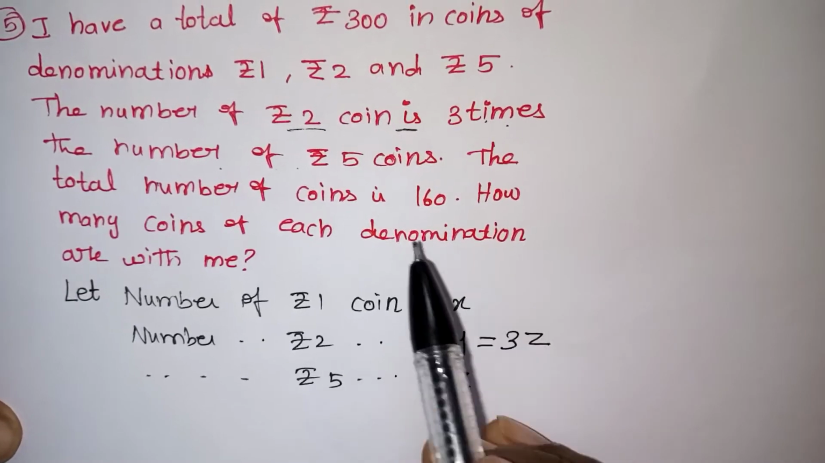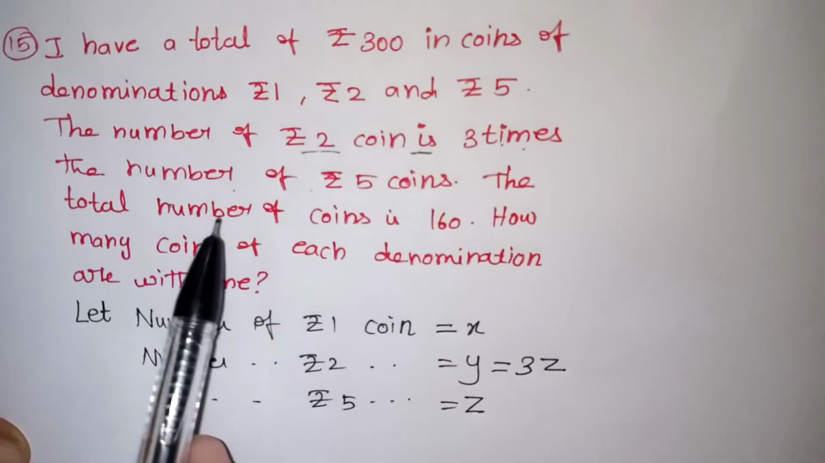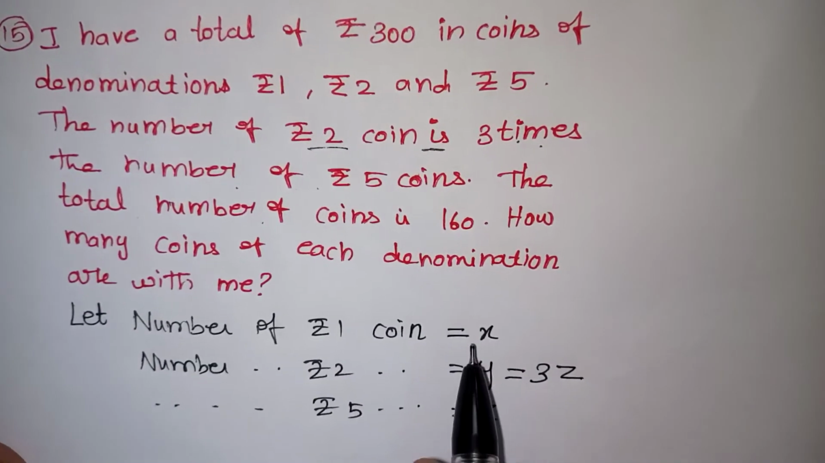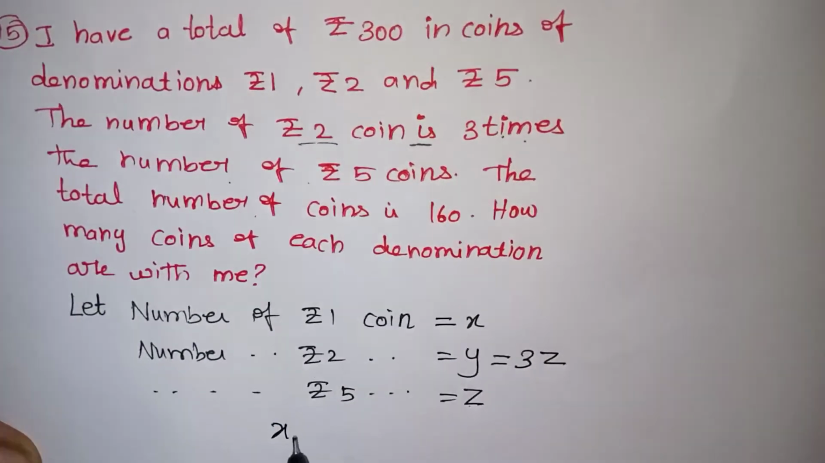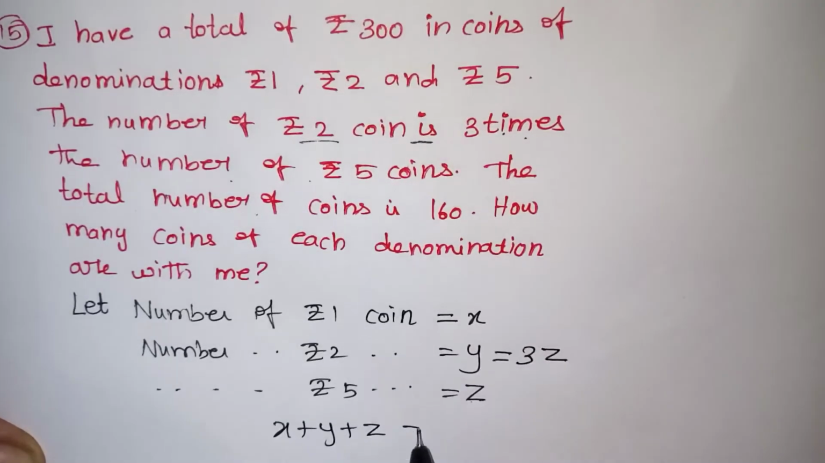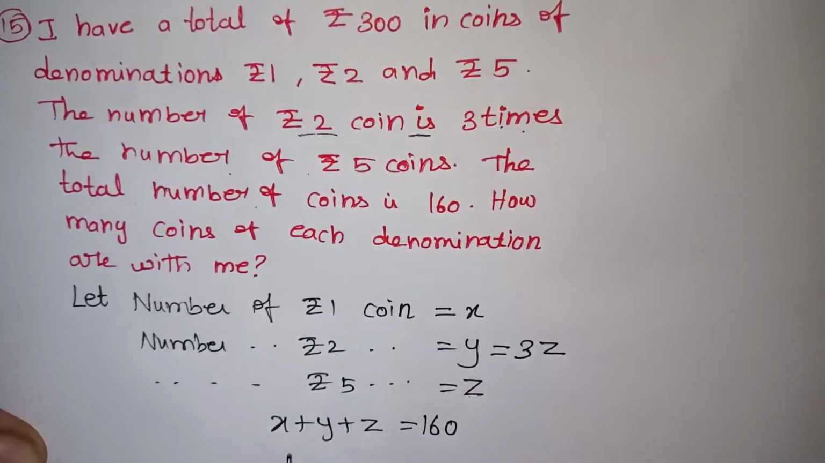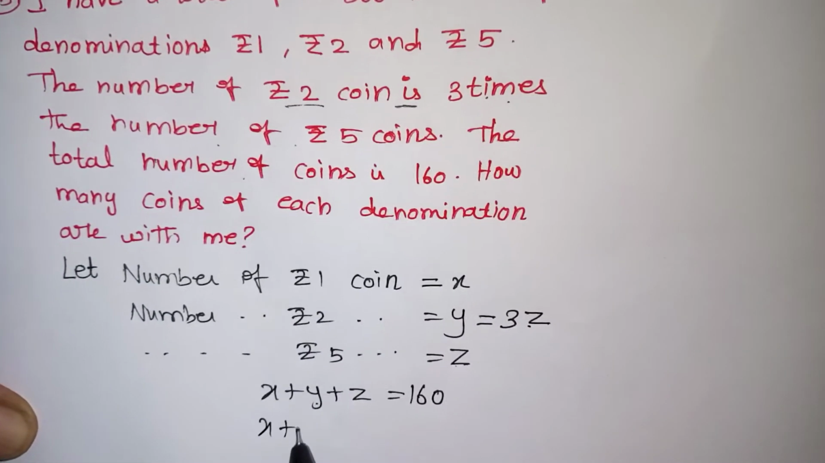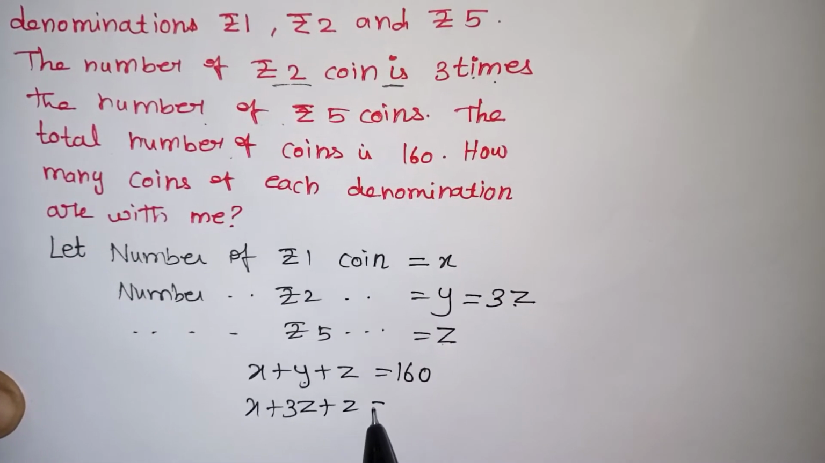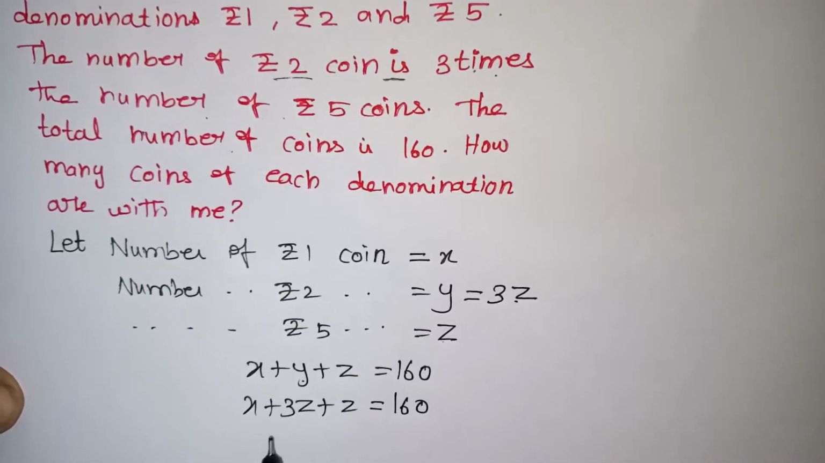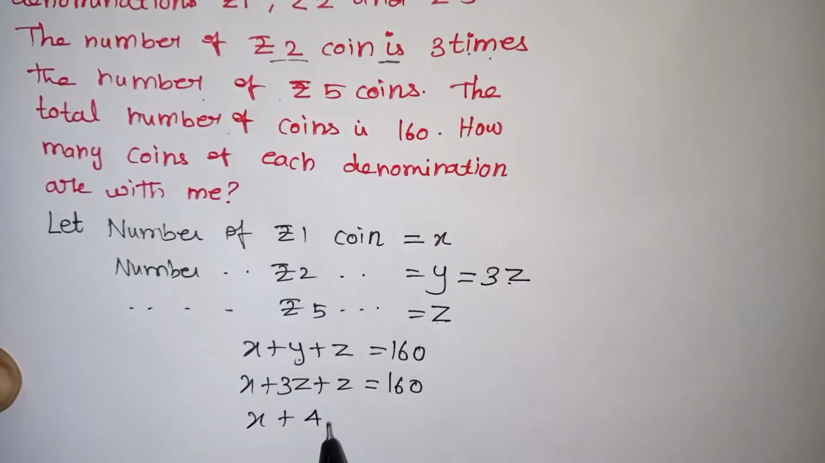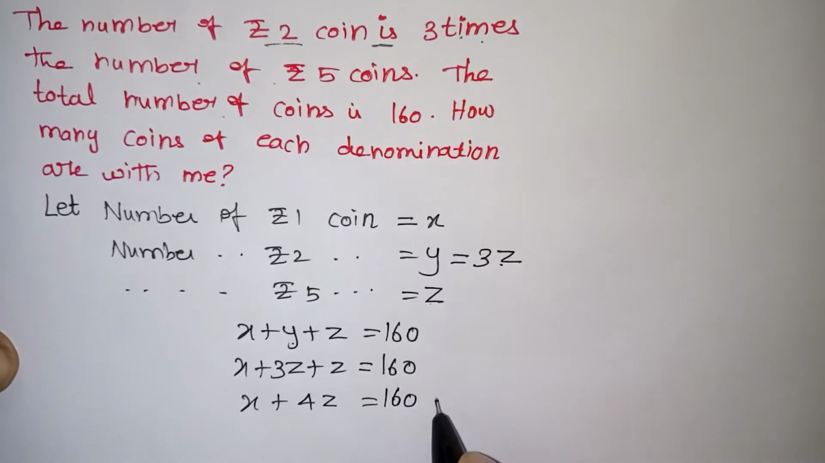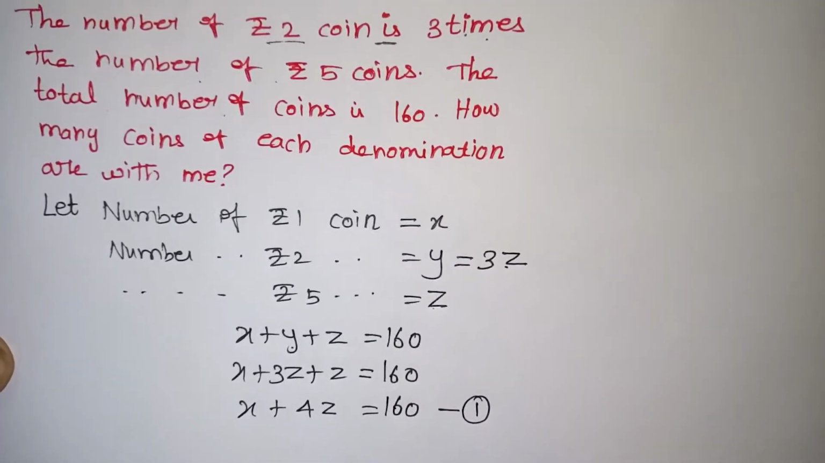Now coming back to the question. The total number of coins is 160. If I add all the numbers of coins, that should come to 160. So we write x plus y plus z is equal to 160. Now in place of y we can substitute 3z. So x plus 3z plus z is equal to 160. So from here x plus 4z is equal to 160. This is our first equation. Let it be, we can use it later.